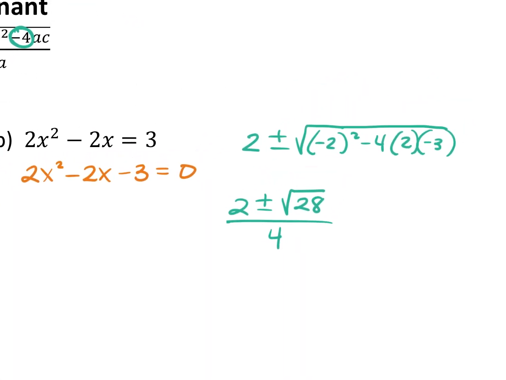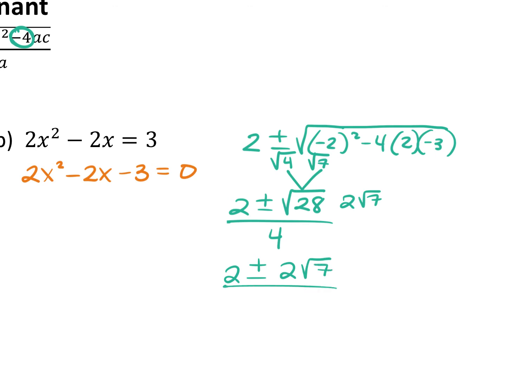Okay, so this one, simplest radical form, we can do something with this. This would be the square root of 4 and the square root of 7. So that's 2 rad 7. So we're saying 2 plus or minus 2 rad 7 over 4. Are you done now?